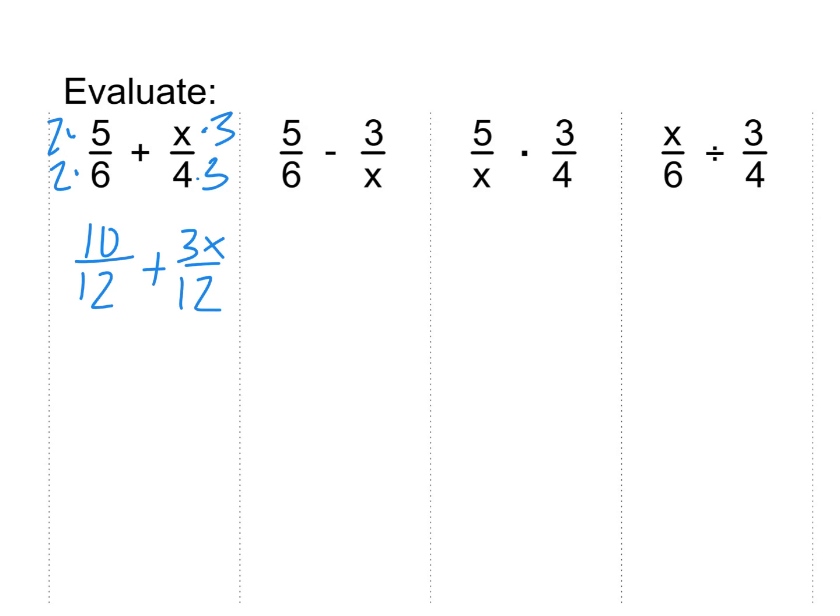Now I can go ahead and do that addition just like I did before. Just in this case, when I do that addition, I'm doing 10 plus 3x. Well, they're not like terms, so I cannot actually combine them through addition. So the best I can make it is 10 plus 3x over 12. That's as good as that one gets.